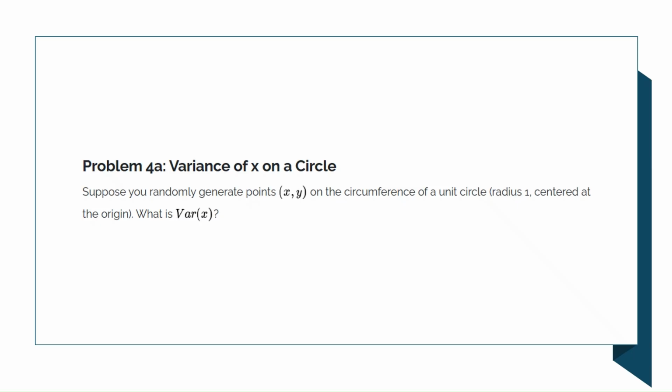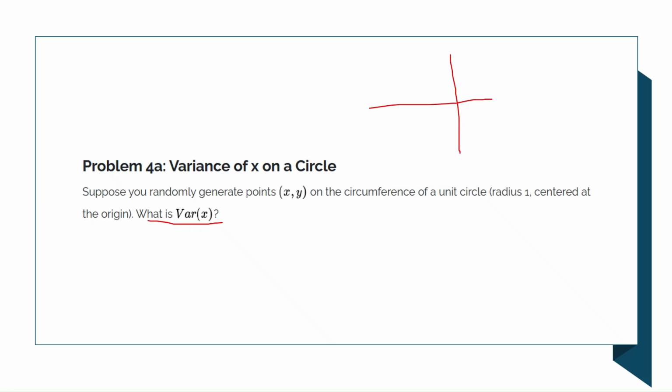Here's an interview question which was asked for a quant role in Citadel as well as Five Rings Capital. The question goes, suppose you randomly generate points x, y on the circumference of a unit circle, radius 1, centered at the origin. What's the variance of x?